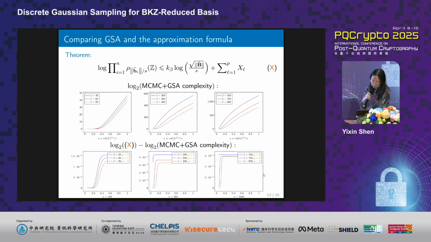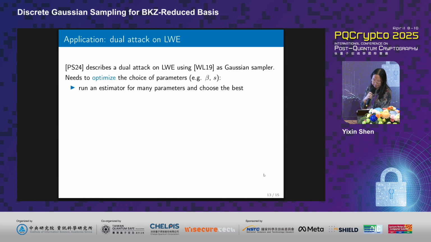So that's why we say that p equals 3 is enough for computing this upper bound. So now let's see some applications. Why did we do all this? Actually, in our previous paper at Eurocrypt, we described a dual attack on the learning with error problem. It's a provable dual attack, in which we use the discrete Gaussian sampler as a subroutine to generate short vectors on the dual lattice.